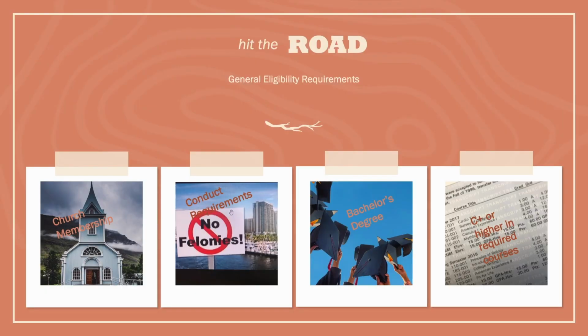Church membership, that you are Seventh-day Adventist in good and regular standing. Conduct requirements, that you have no convictions of felonies or any immoral conduct that would put children at risk. The third requirement is that you have a minimum of a bachelor's degree, from either a college or university accredited by the Adventist Accrediting Association, or from a regionally accredited college or university. And the last requirement is that all courses used towards your certification must have been passed with no lower than a C minus, which I'm sure you can understand why.